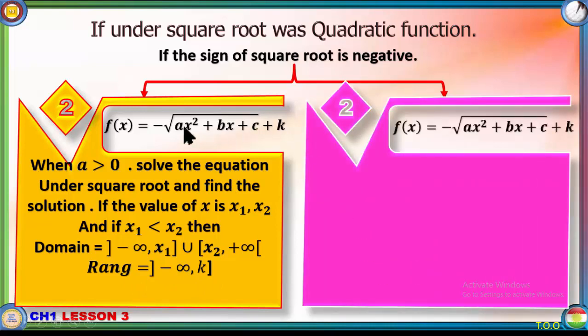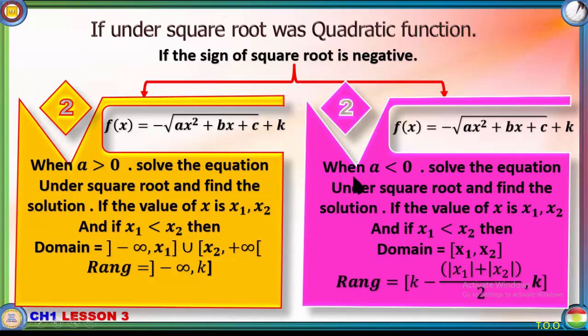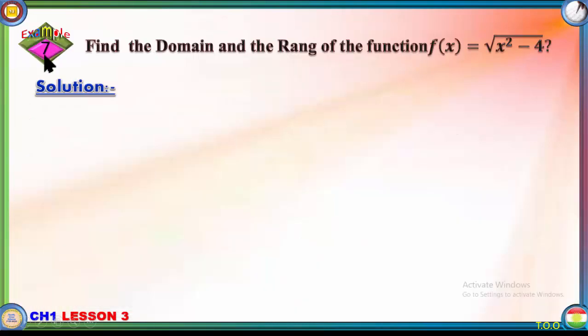But if the leading coefficient is negative, when a is smaller than 0, solve the equation under the square root and find the solution. If the values of x are x1 and x2, and x1 is less than x2, the domain begins from the smaller to the bigger number, a closed interval. But the range starts from k minus the absolute value of x1 plus the absolute value of x2, over 2, to k. Example number 7.